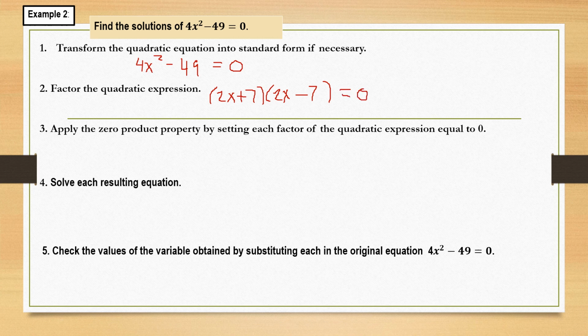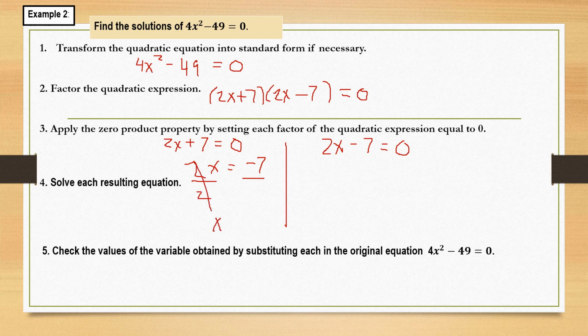Step 3. Apply the zero product property by setting each factor of the quadratic expression equal to 0. So equate 2x plus 7 to 0 and 2x minus 7. Solve each resulting equation. So we have 2x is equal to, transpose 7 to the right side of the equation. It becomes negative 7. Divide both sides by 2.